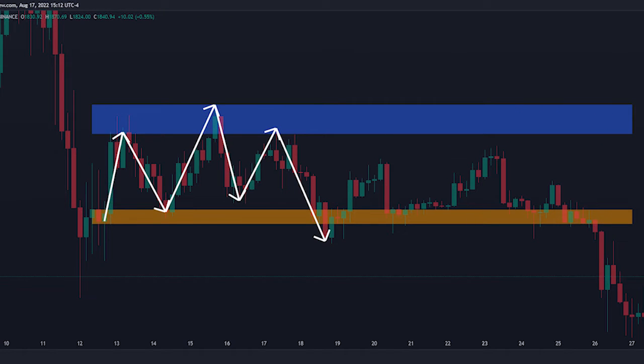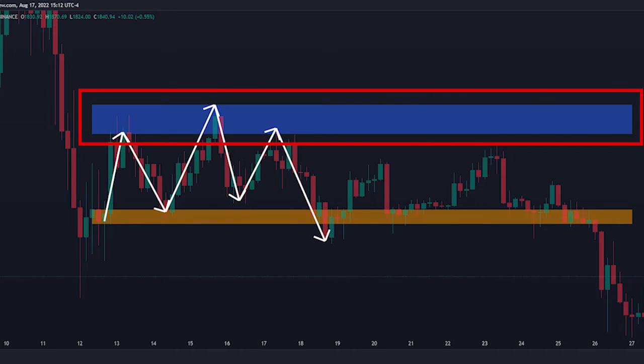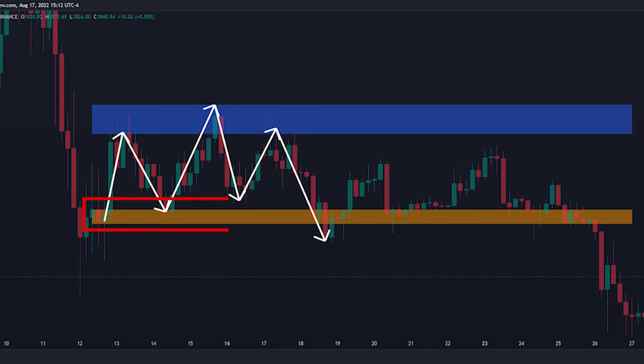Here, the market is in range. If I connect the highs to each other in fact, I have drawn a resistance level. And if I connect the lows to each other, I have drawn a support level.